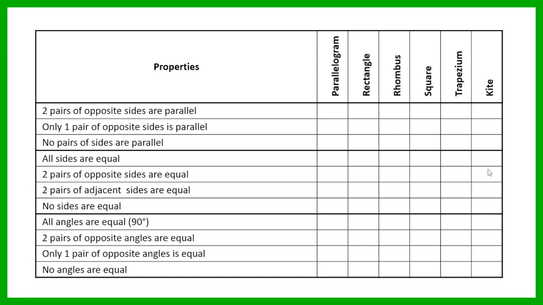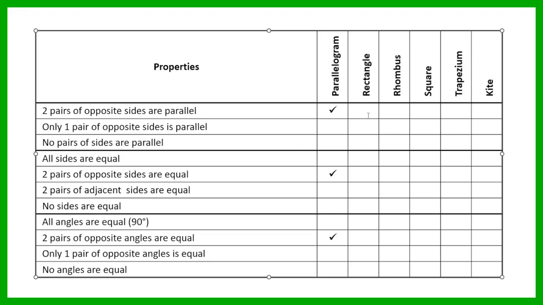So here, in this first section, where I'm talking about parallel sides, for a parallelogram, I've got two pairs of opposite sides that are parallel. Now, if you were to take that parallelogram and measure the lengths of the sides, you would find that there are two pairs of opposite sides that are equal to each other as well. The sides that are parallel are also equal in length. And if you were to measure the angles, you would find that two pairs of opposite angles are equal to each other as well.